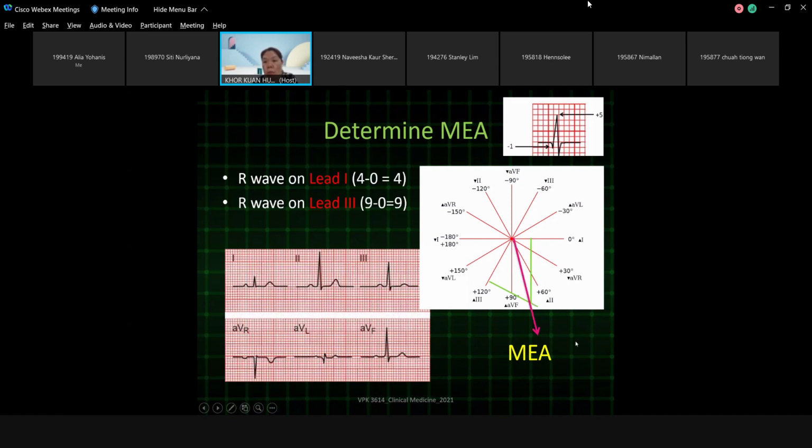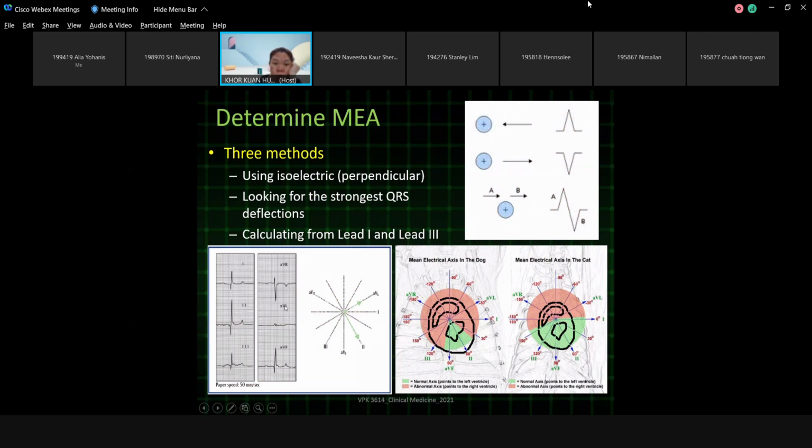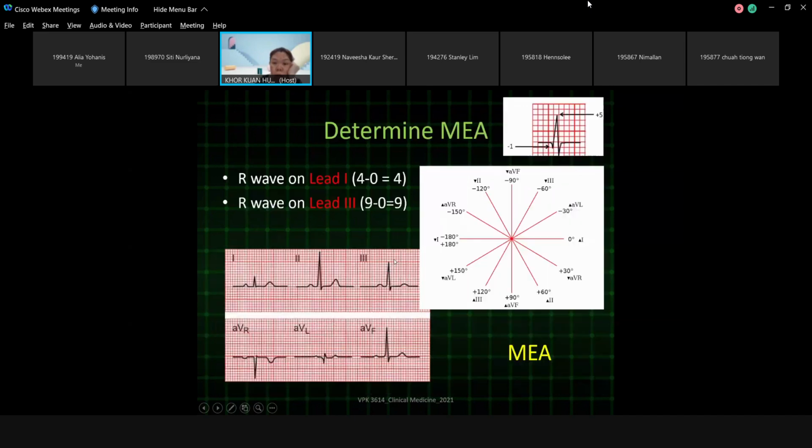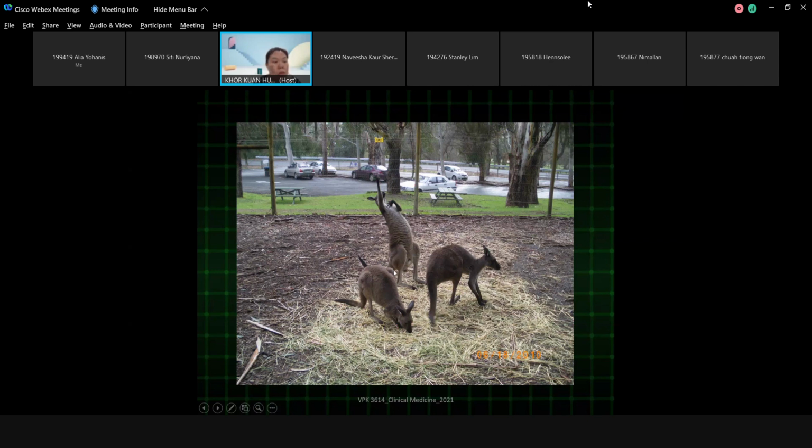So you've got 3 different ways of calculating. One is you can use the smallest lead and then go perpendicular, or the largest lead, then you get your lead 2. But if you are calculating from this method, it will give you a better calculation. Okay? Alright?